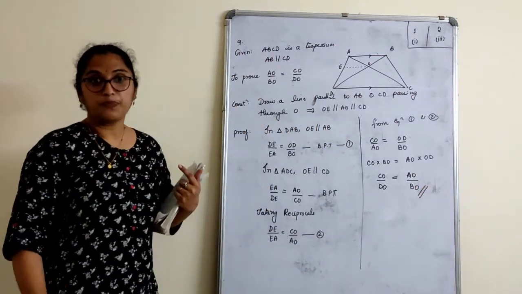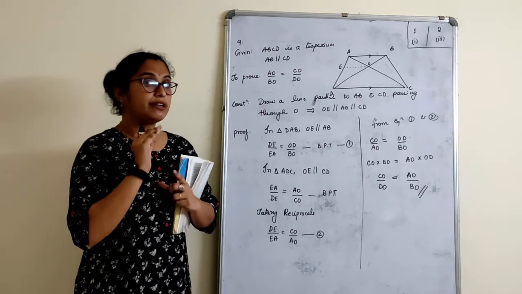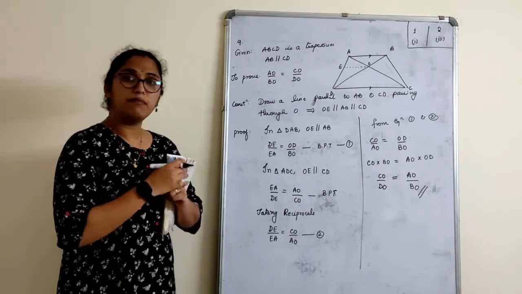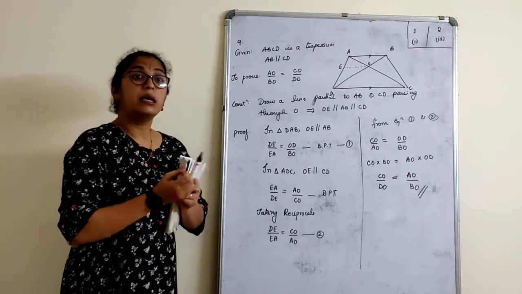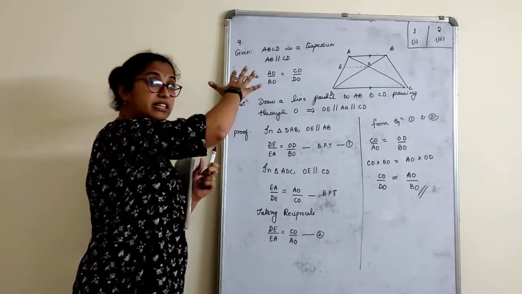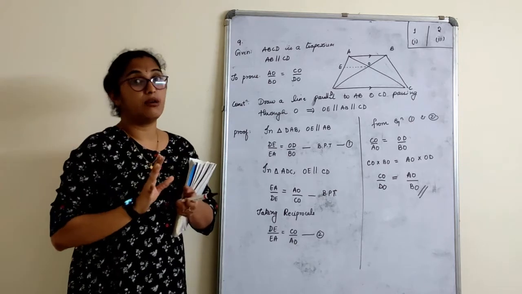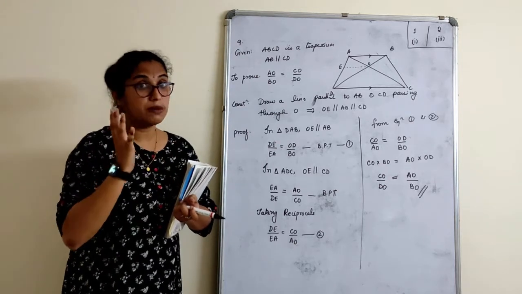Understood what we do here? Wherever we don't get it, we try to take the reciprocal. We come at the final answer. In the final answer, we see that we have all the terms, but they are jumbled up in our left hand side and right hand side, in numerators and denominators. How to do that? Cross multiply them.